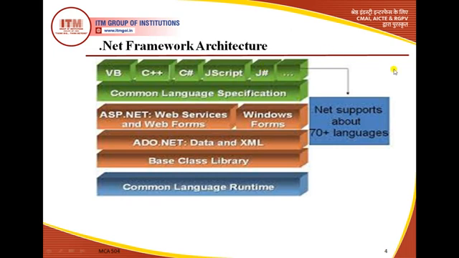So we can say .NET is not a single language, it's a whole platform, or we can say framework. It's not like Java, which is only a programming language. If we call Java a programming language, we cannot call .NET a programming language only. Rather, it is a framework in whole, a total framework architecture, and in this framework several languages are supported.